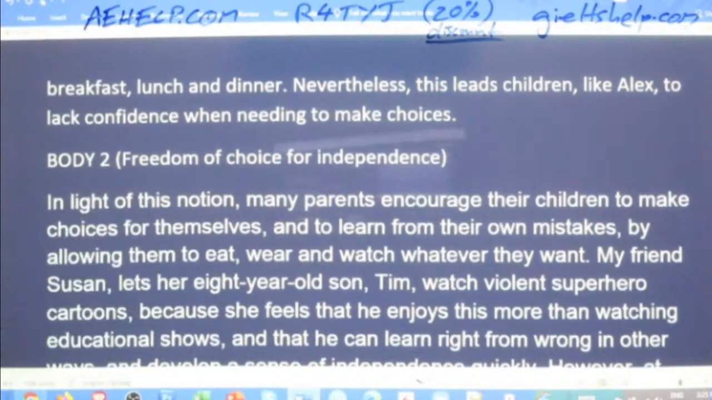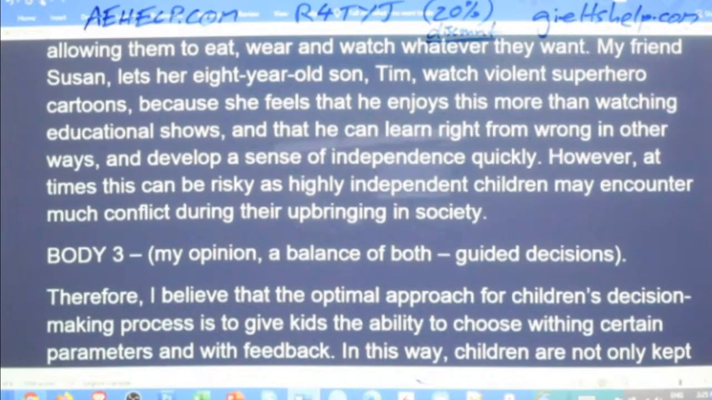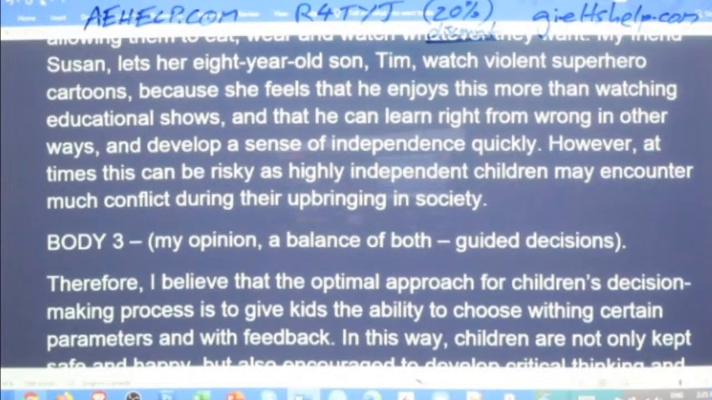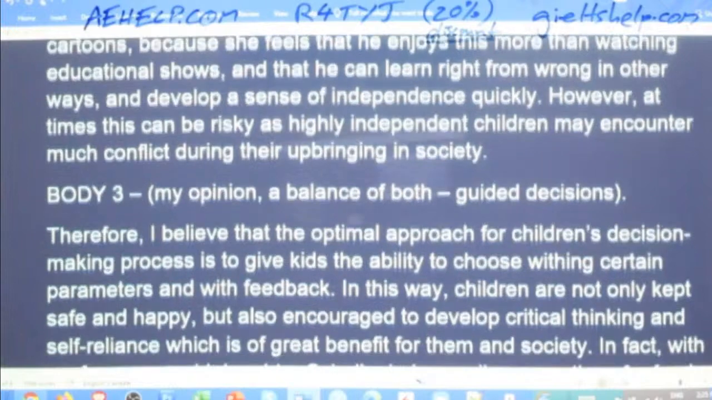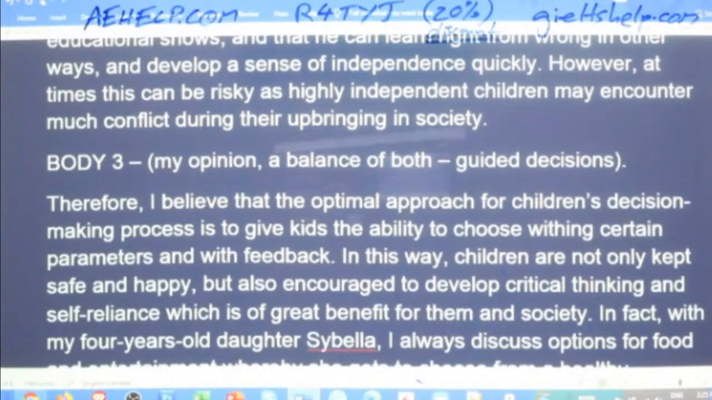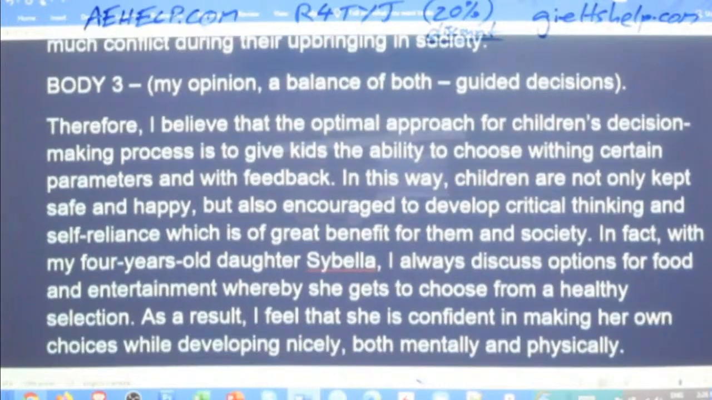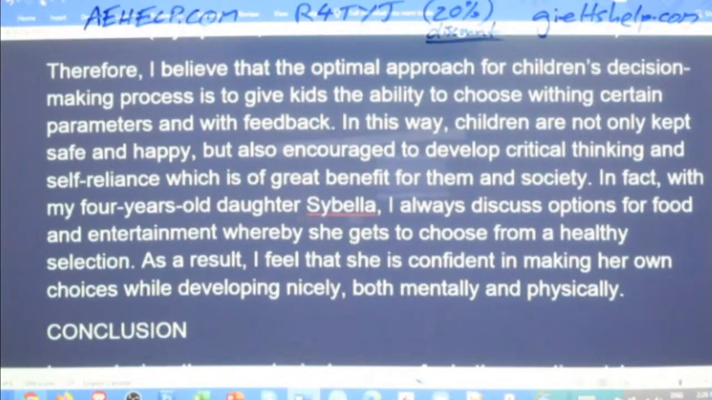In light of this notion, many parents encourage their children to make choices for themselves and to learn from their own mistakes by allowing them to eat, wear, and watch whatever they want. My friend Susan lets her 8-year-old son Tim watch violent superhero cartoons because she feels that he enjoys this more than watching educational shows and that he can learn right from wrong in other ways and develop a sense of independence quickly. However, at times this can be risky as highly independent children may encounter much conflict during their upbringing in society. Therefore, I believe that the optimal approach for children's decision-making process is to give kids the ability to choose within certain parameters and with feedback.